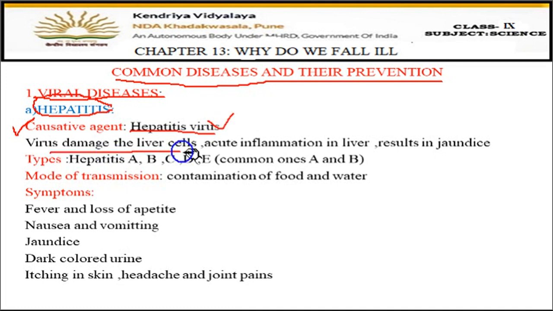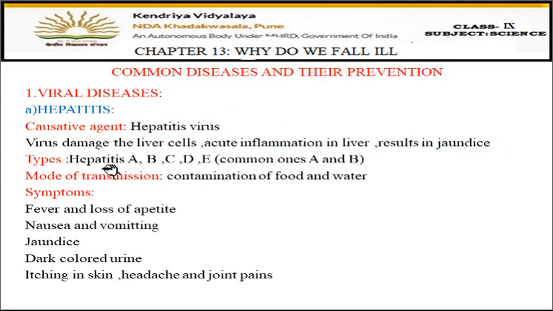So this virus damages the liver cells. Okay, so in hepatitis, what happens? The liver cells get damaged. Then there is acute inflammation in the liver. Inflammation means burning sensation. So there is a little burning sensation in the liver, and this hepatitis, if not treated on time, can result in jaundice. Okay, jaundice in Hindi is called pilia. Fine. So it can lead to jaundice also.